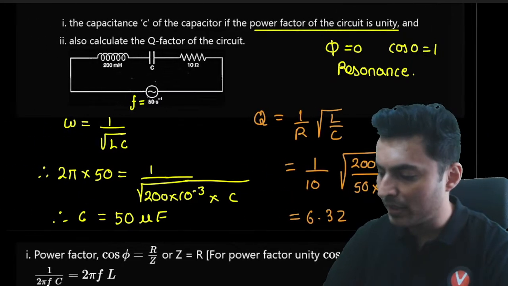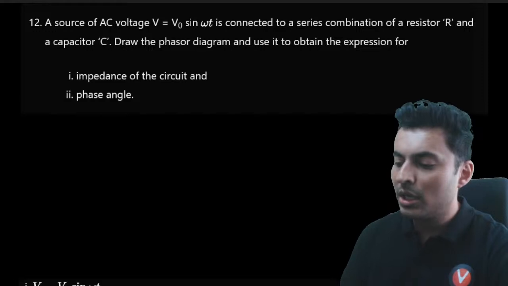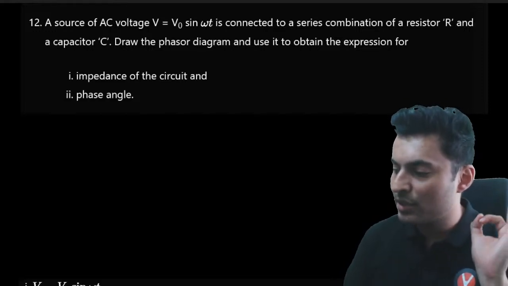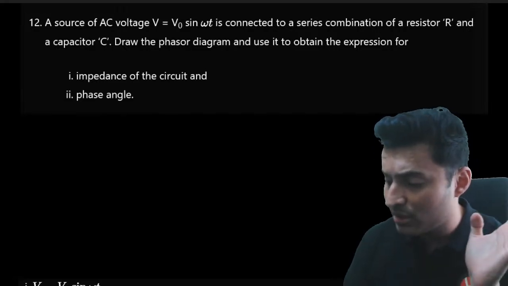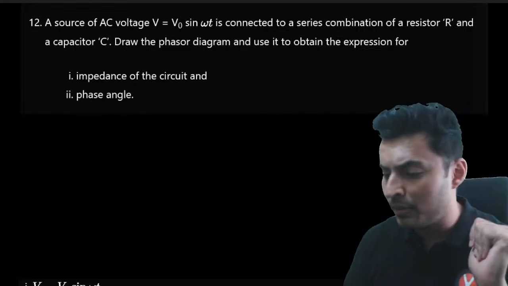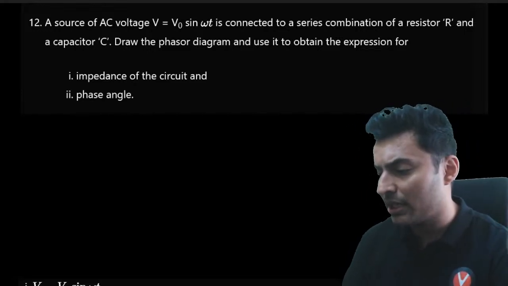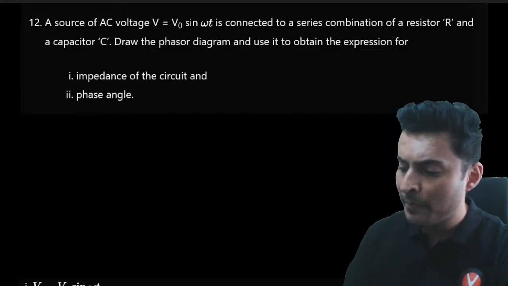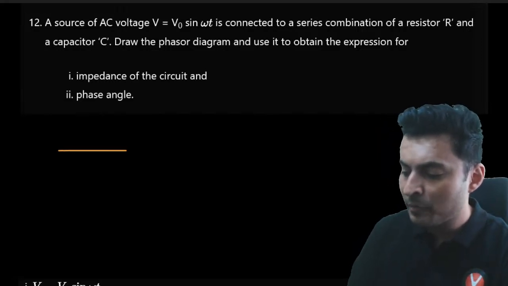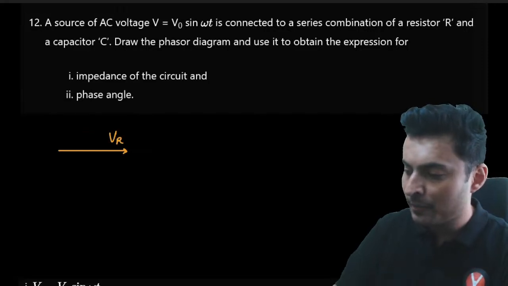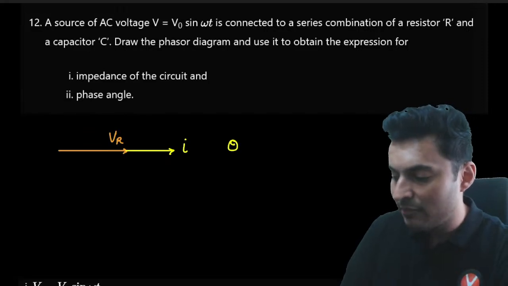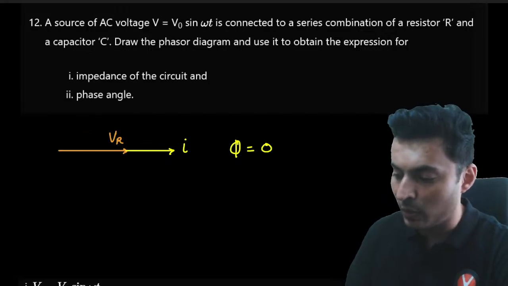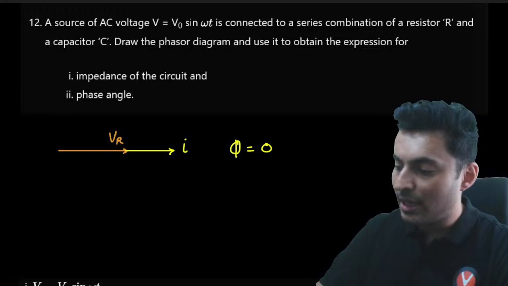Okay, great. Moving on. An AC source of voltage is connected to a series combination of a resistor and a capacitor. Draw the phasor diagram and obtain the expression for impedance of the circuit and phase angle. So if it is connected to a resistor, then the voltage across the resistor as well as the current passing through the resistor are going to be in the same phase. So the phase difference between voltage and current is just going to be zero.